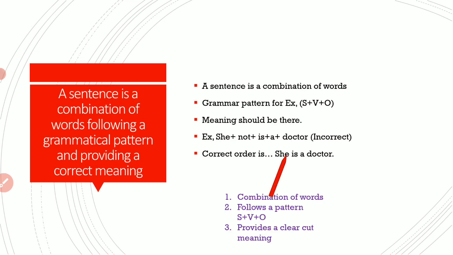Okay, now let us talk about sentence. Words after words, we have the next level, that is sentence. What is a sentence? A sentence is a combination of words following a grammatical pattern and providing correct meaning.